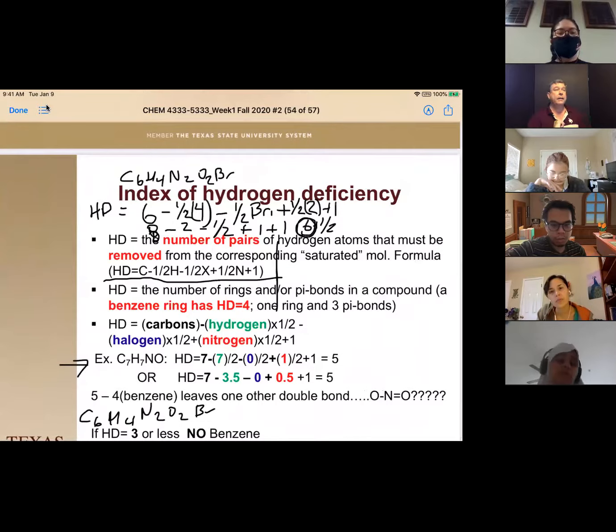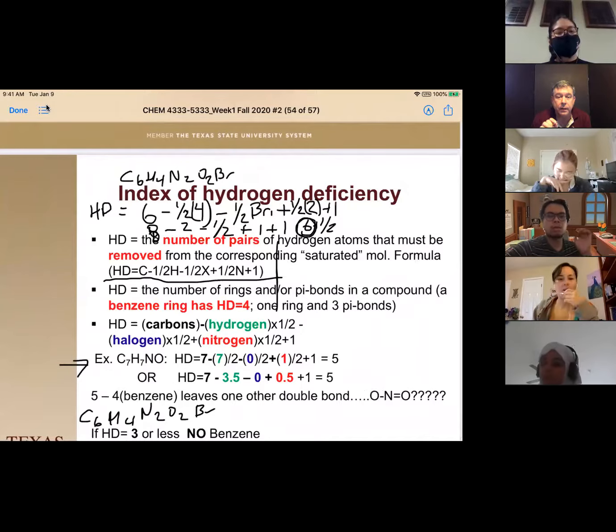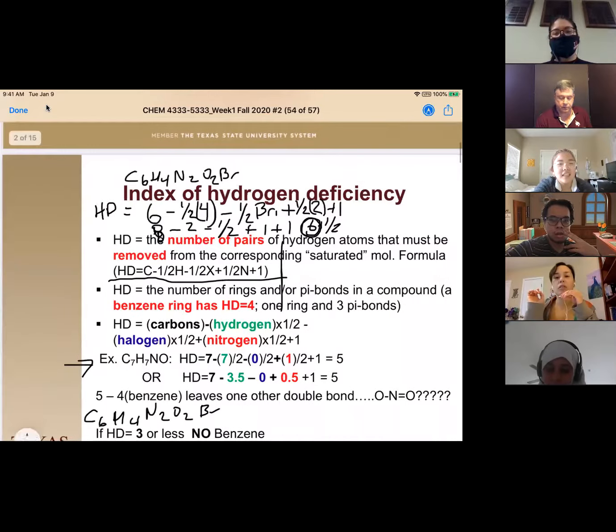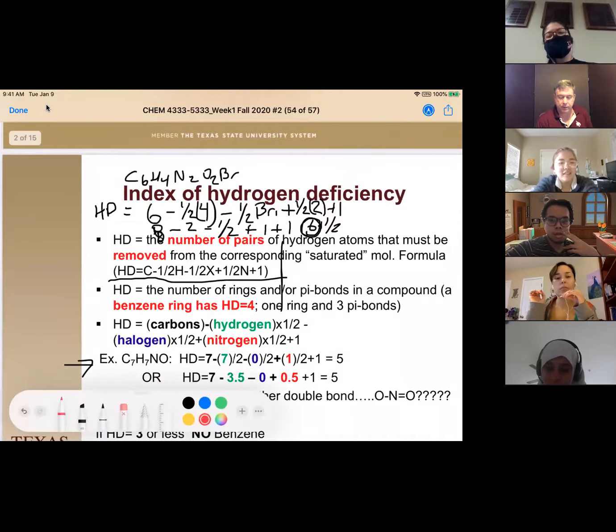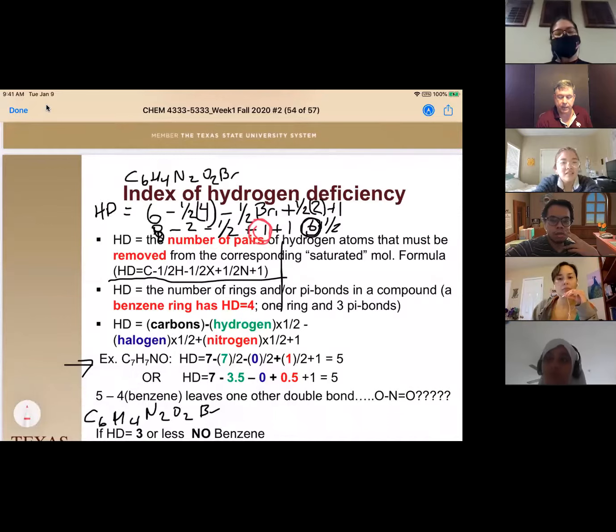I see a hand up. I can't hear you, you're still muted. Sorry, I just wanted to make sure, is it not 5.5? Let's see, 8 plus 1 plus, it's 8 minus, that's 6, but there's 2 plus 1s here, aren't there? Because this plus 1 is for the nitrogen. This plus 1 is for the nitrogen. And this plus 1 is just the one at the end here.